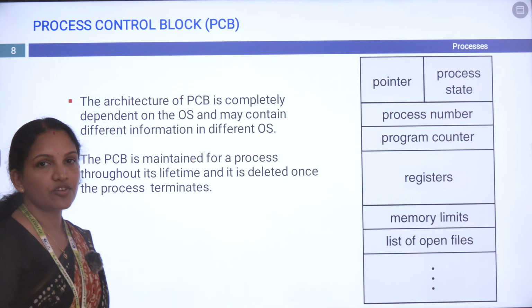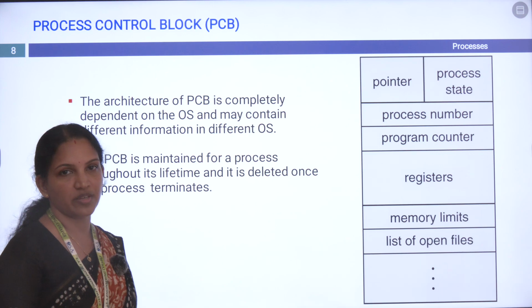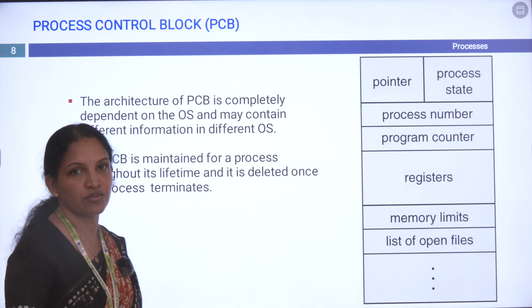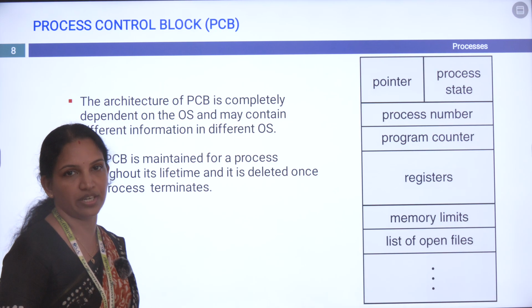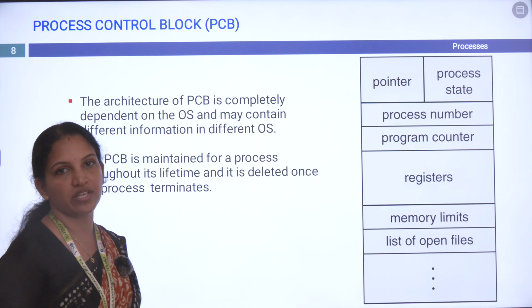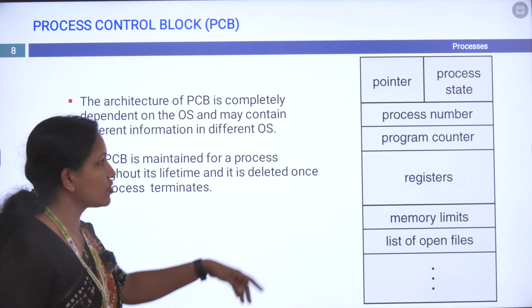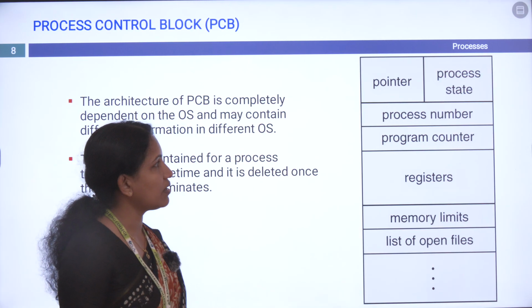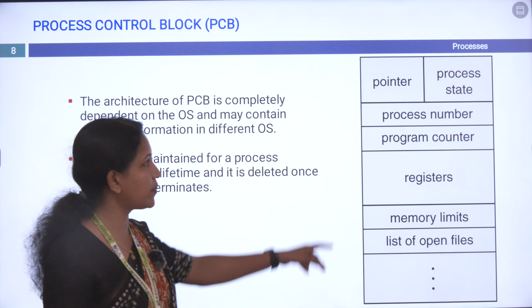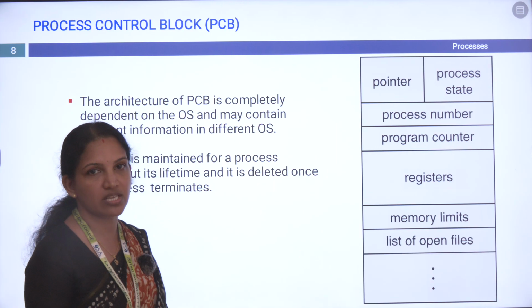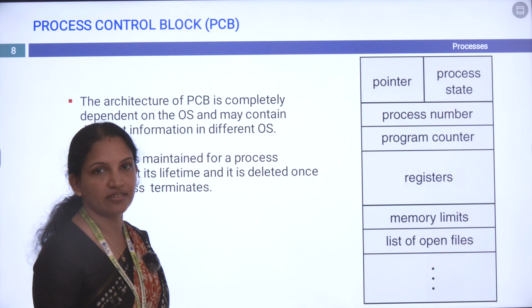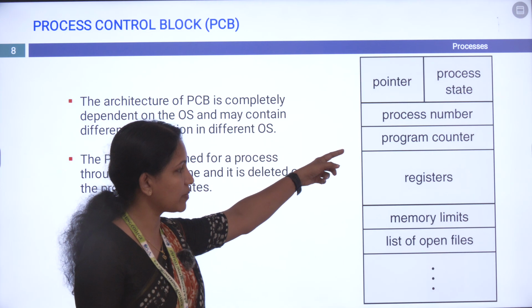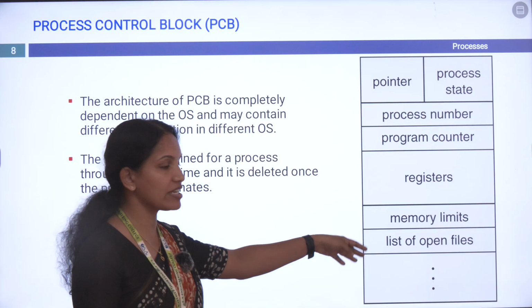If you are considering the architecture of the PCB, it will be different in different operating systems. It is not necessary that the architecture should be the same for all OS. Depending on the operating system, the contents of the PCB will also change. This is an example of a PCB which stores a pointer, the state of the process, and the process number. When a process is created, it is associated with a process ID, a unique number which identifies that particular process. Then the program counter, registers, memory limits, list of open files, and so on.